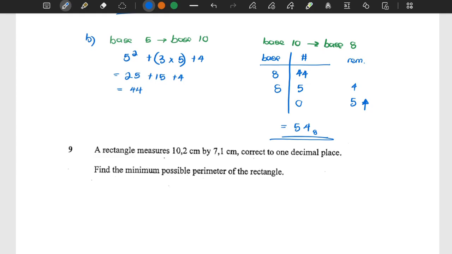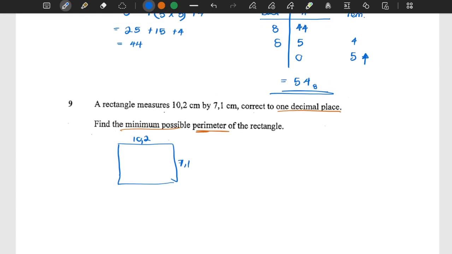Then the next part says a rectangle measures 10.2 by 7.1 centimeters, correct to 1 decimal place. Find the minimum possible perimeter of the rectangle. So if we had this rectangle, and we're trying to visualize it, the longest side would be the 10.2 and the width would be 7.1. So we want to find the perimeter, which is going to be 2 times L plus 2 times W, the width. So remember, this is corrected to 1 decimal place.